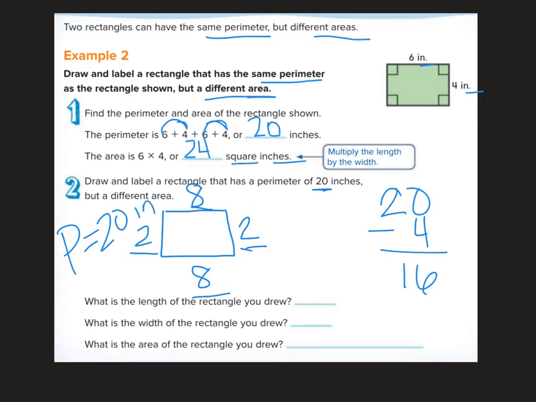Okay, so now we have an example of a 2 by 8 rectangle that has a perimeter of 20. Let's figure out the area. Area equals length times width. So the area equals 2 times 8, and so that means the area is 16. Is that equal to the area of the first one of 24? So we did it. What is the length of the rectangle you drew? 8. What's the width? 2. And the area is 16 square inches.